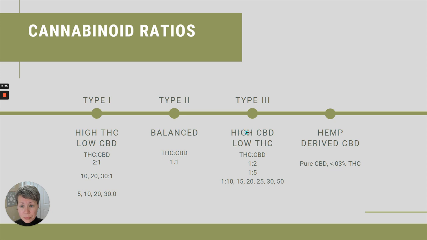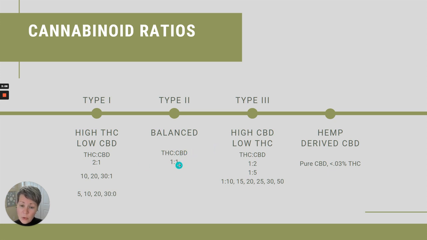And then we can look down at the ratios and compare them a little bit more, as to what amounts of THC and CBD are going to be beneficial for you. So in our high THC, low CBD, our type 1, the ratios are listed THC first and then CBD. So you may find a ratio of 2-to-1, 10, 20, 30 to 1, or 0. And this is the 0 one as well: 5, 10, 20, 30 to 0. Generally flower that's high in THC will have very minimal amounts of CBD in it.